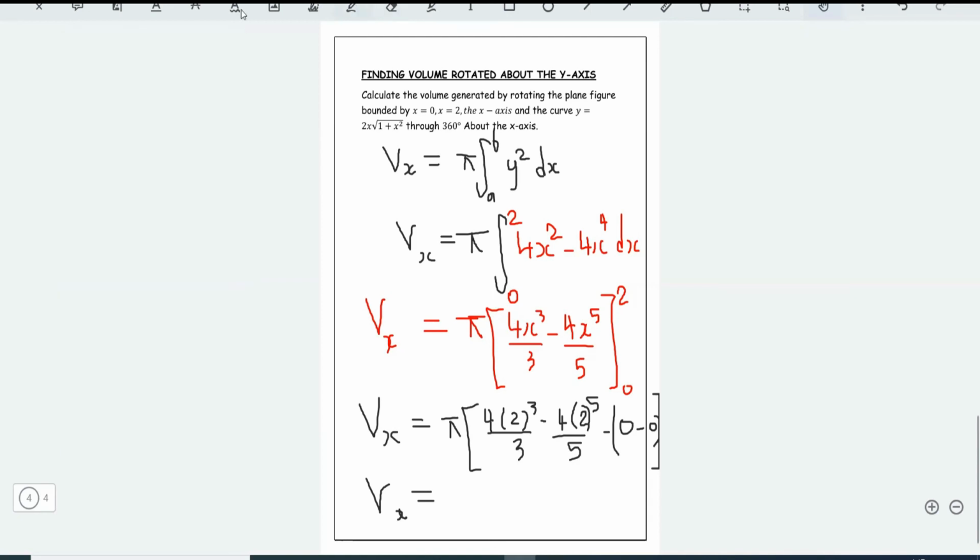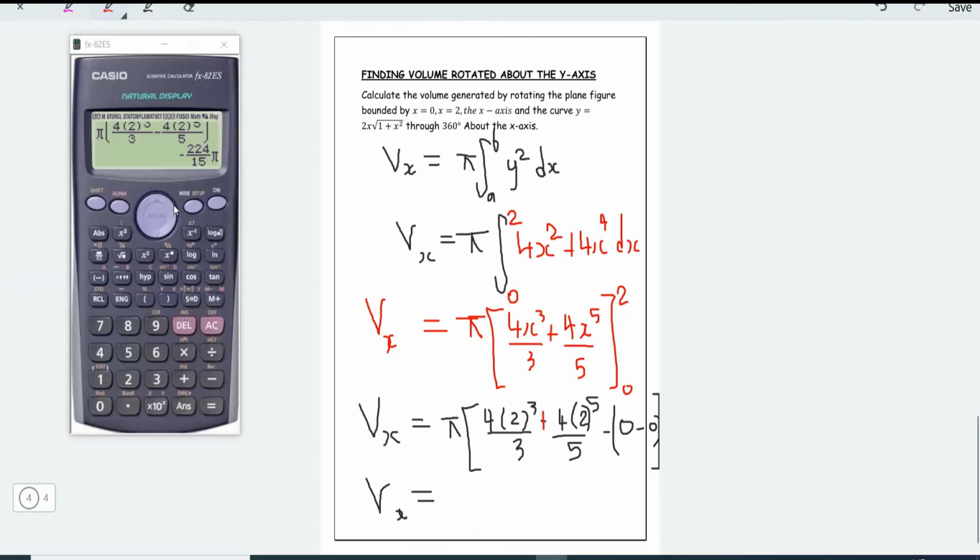Oh, I see what the issue was. My apologies again. Plus right here, plus right here. That is crazy. Where did that minus come from? Out of nowhere. So let's fix it in our calculator. Make it a plus. There we go, 544 over 15 pi.